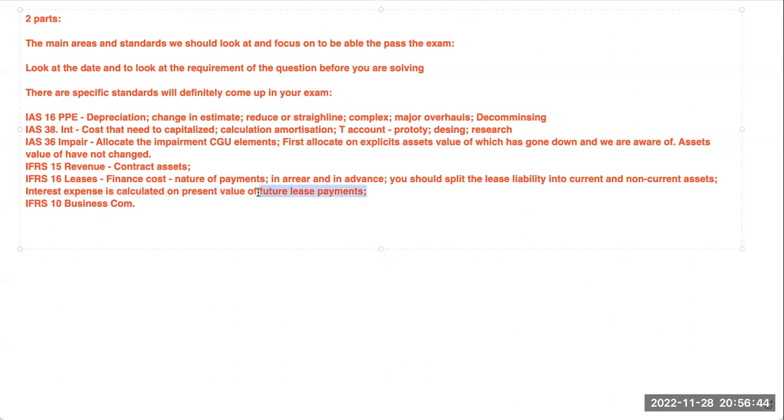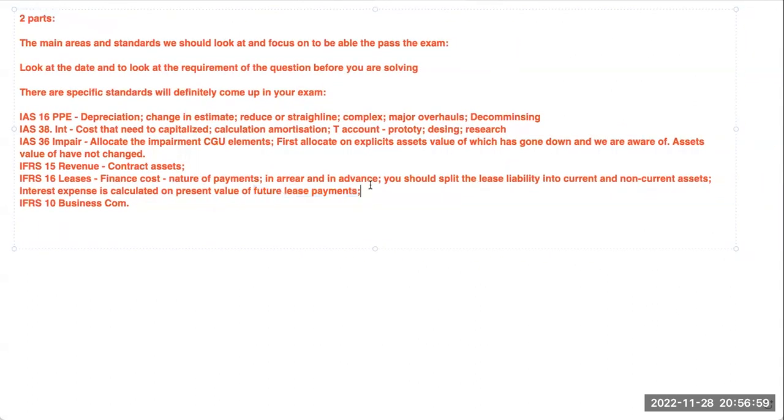So the present value of all lease payments that will arise in the future should be discounted to the current period, and you should unwind it, and as a result of the unwinding you will find the interest expense.